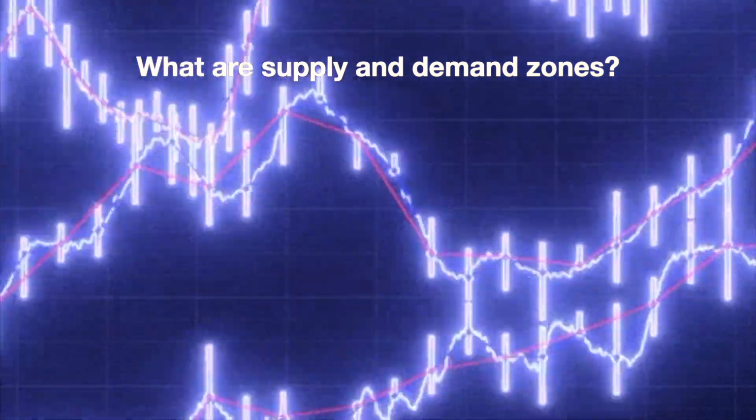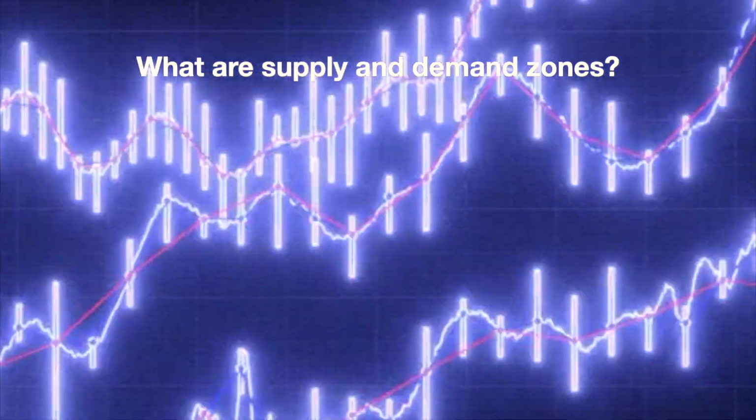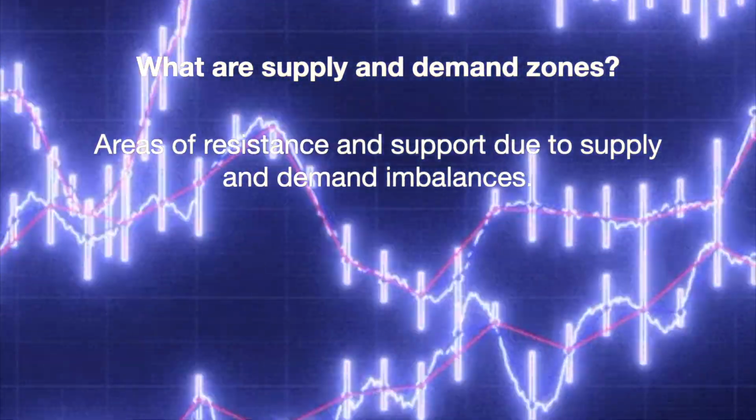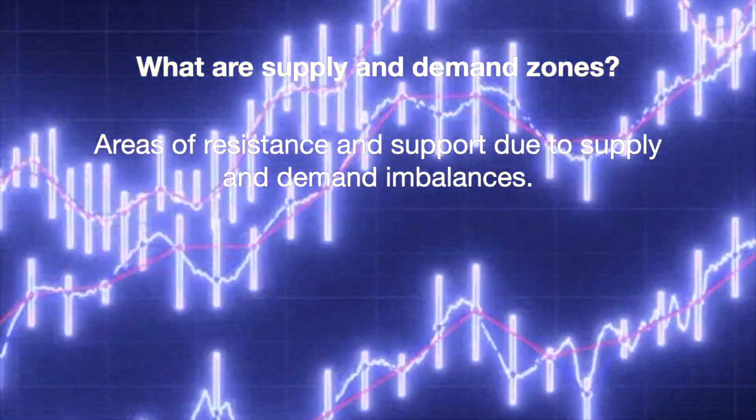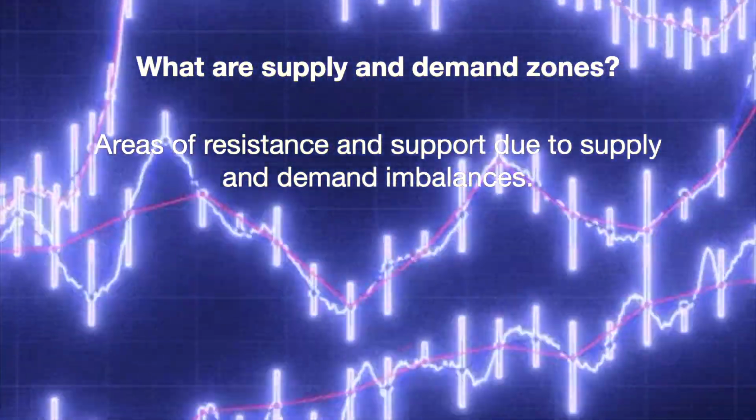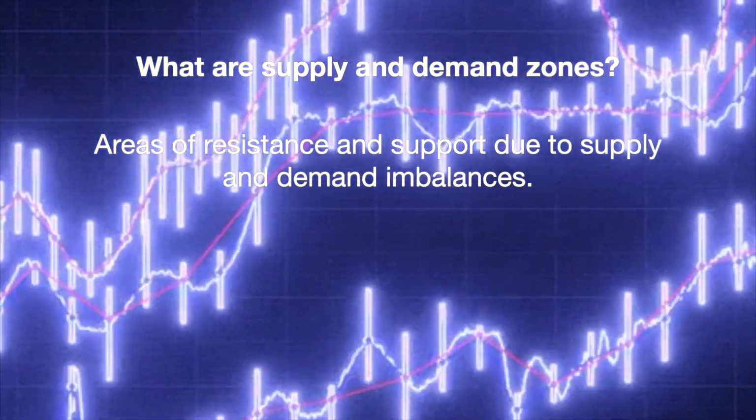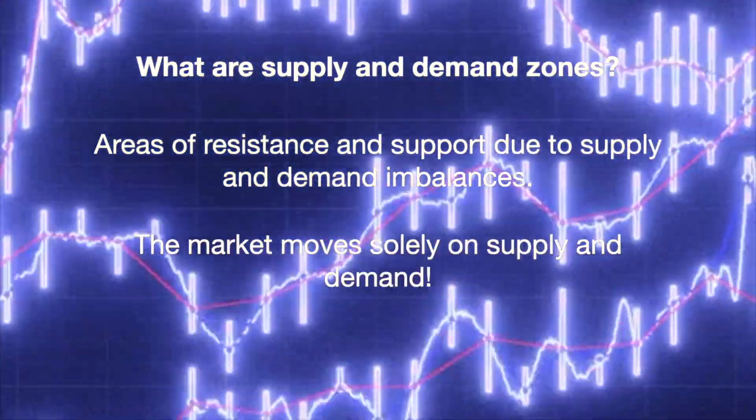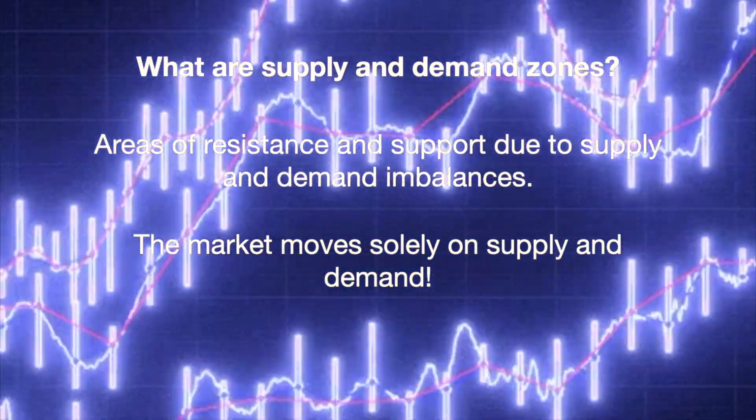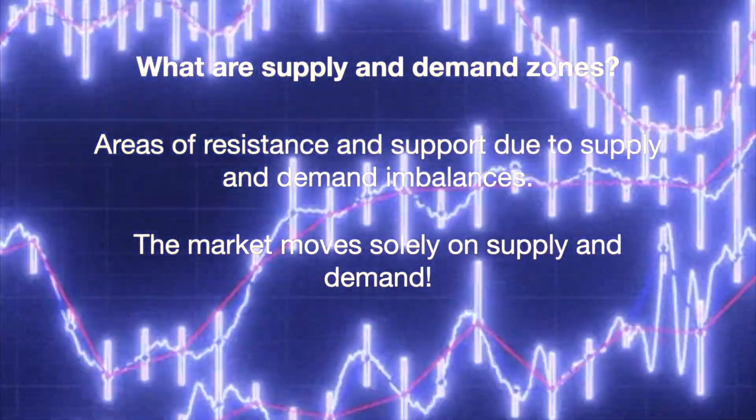So what exactly are supply and demand zones? Supply and demand zones are essentially just areas of resistance and support due to supply and demand imbalances. Supply being the sellers and demand being the buyers, these two things are really the sole reason that we see price fluctuations in the market.